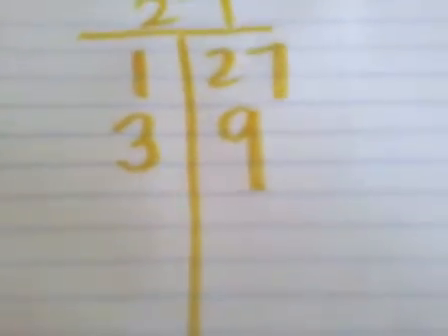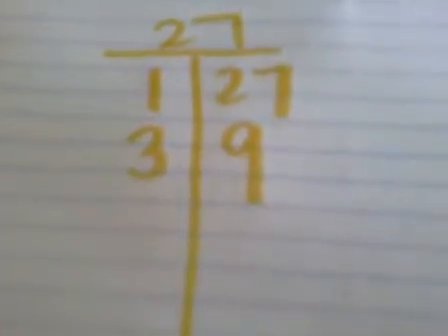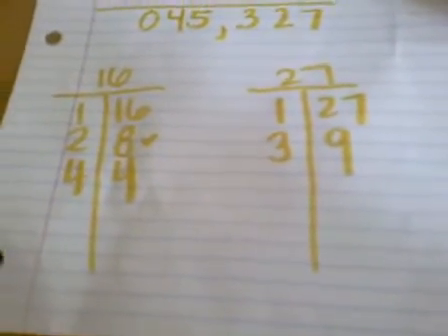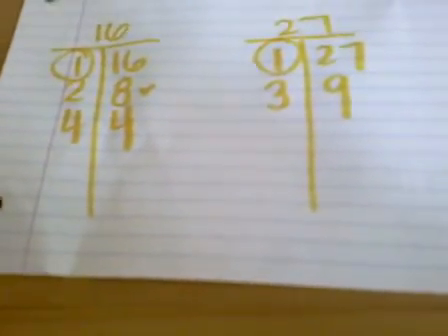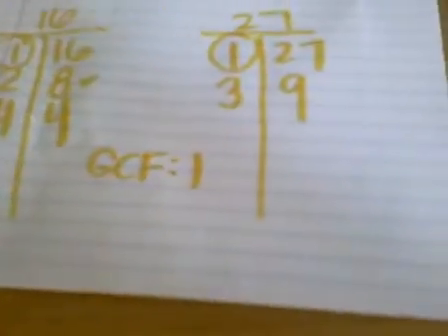Let's go to 27. 1 and 27. It's not even, so nothing times 2 is going to equal 27. Something times 3 equals 27. 3 and 9. Nothing times 4. Nothing times 5. Nothing times 6. Nothing times 7. Nothing times 8. There is something times 9. So when I compare these two numbers for the biggest number they both have in common, they both have 1s, and that's about it. The GCF of these two numbers is 1.